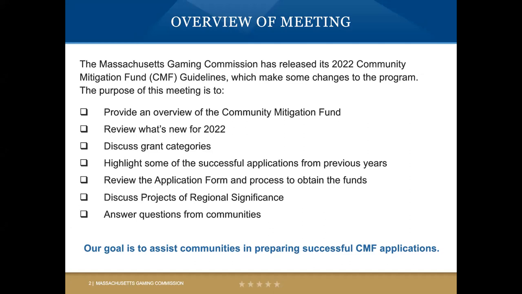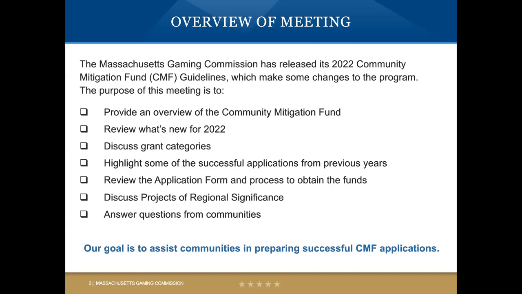And as we do every year, we make some modifications to our guidelines. And 2022 is no different. So we will give a summary of what's new for 2022. And then we will discuss the individual grant categories. We will go through all of the grant categories just so you know what types of projects fit where.